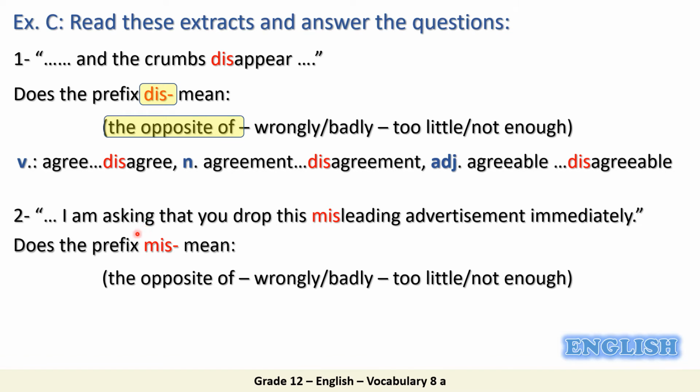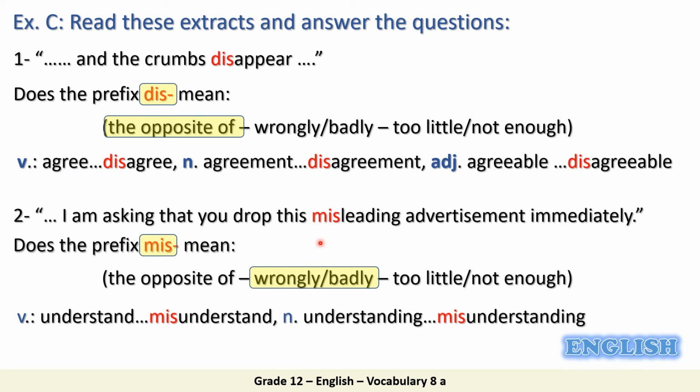Extract number 2 says, I'm asking that you drop this misleading advertisement immediately. How about the prefix right here? It's mis, right? How about its meaning? What do you think of its meaning? Exactly, mis means something wrongly or badly done. We can add this prefix to verbs like understand, misunderstand. You understand someone but wrongly. Understanding, misunderstanding, wrong understanding. You've got the idea?